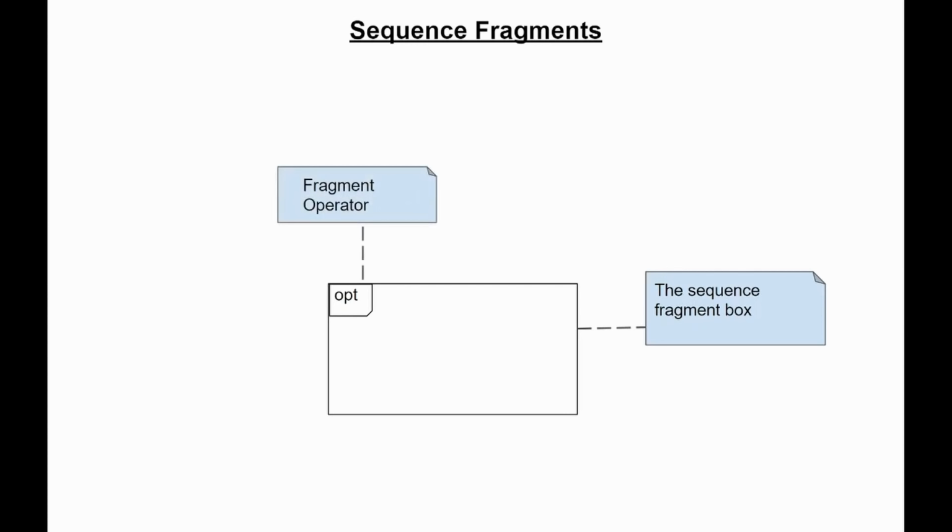UML 2.0 introduces sequence or interaction fragments. A sequence fragment is represented as a box called a combined fragment that includes some of the interactions within the sequence diagram. The fragment operator in the top left corner indicates the type of fragment, which can be one of the following.